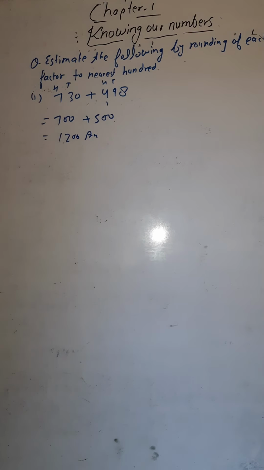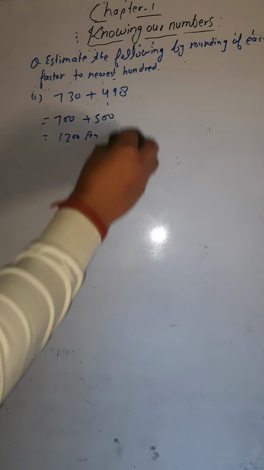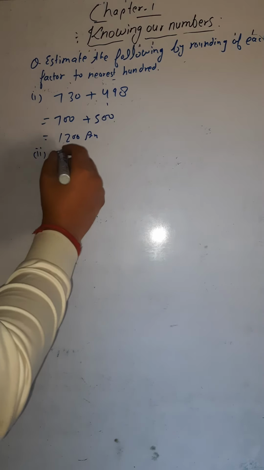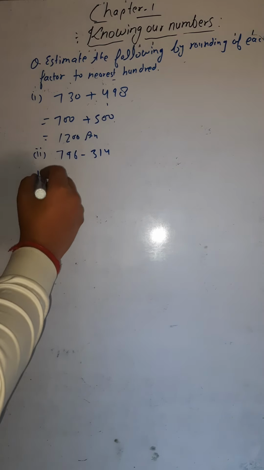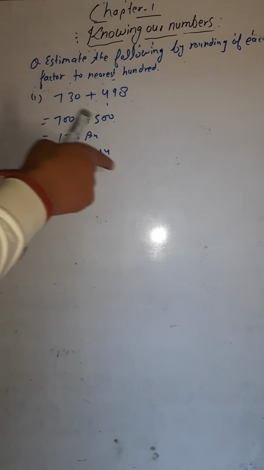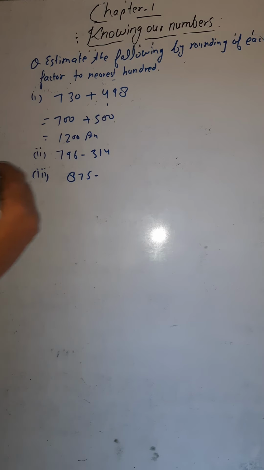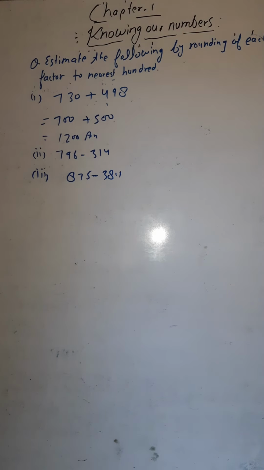Okay, so here I am giving some more questions. This was the first question of this type. Now second question. Write down 796 minus 314. Do it on your own. Round both to the nearest 100, then subtract them. Next question: 875 minus 384. So these are some questions which you have to do on your own.